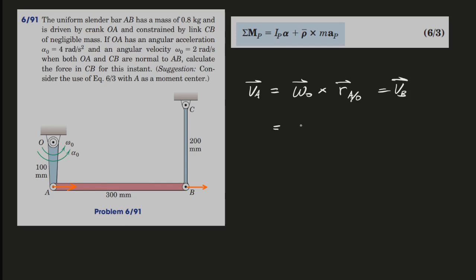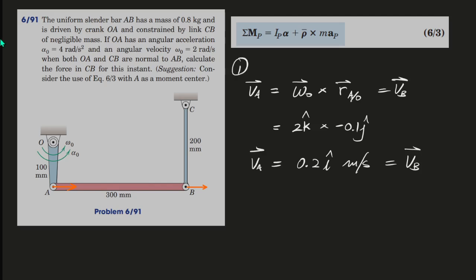From givens, we know that this is 2 in the k direction, radians per second, cross negative 0.1 in the j, because the vector goes from O down to A, perfectly vertical. So do the cross product and you get 0.2 in the i direction, meters per second, and that is also equal to VB. So now step 1 is done, let's move on.